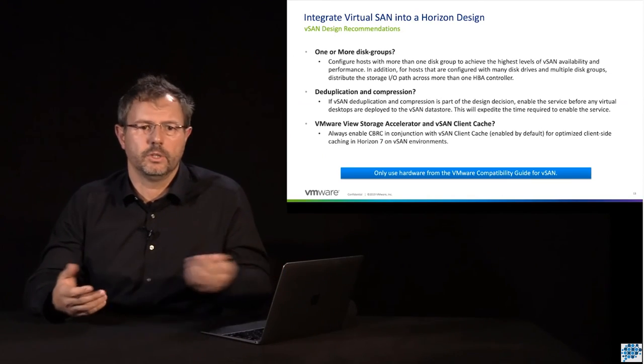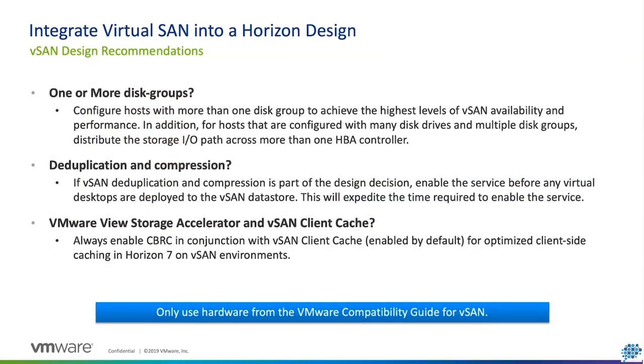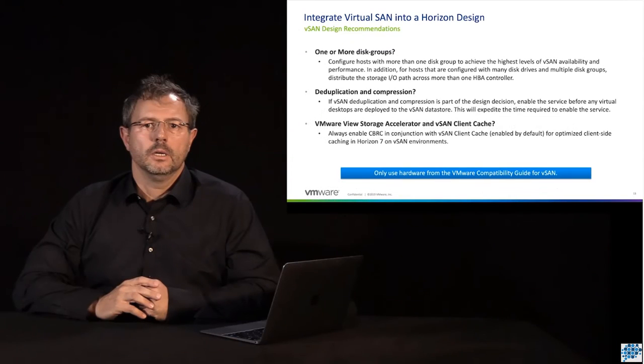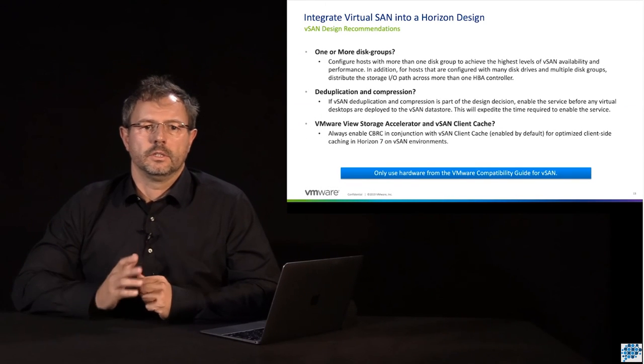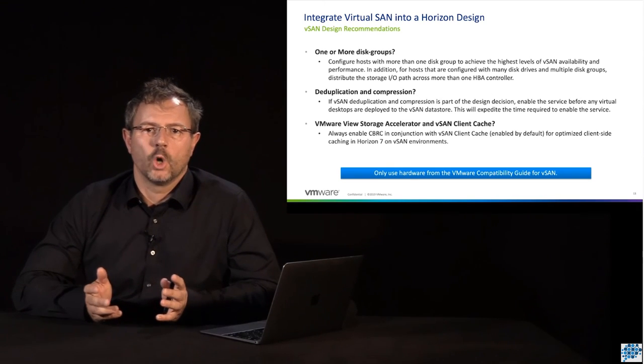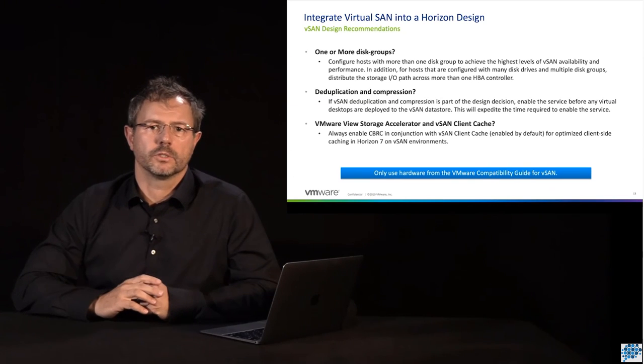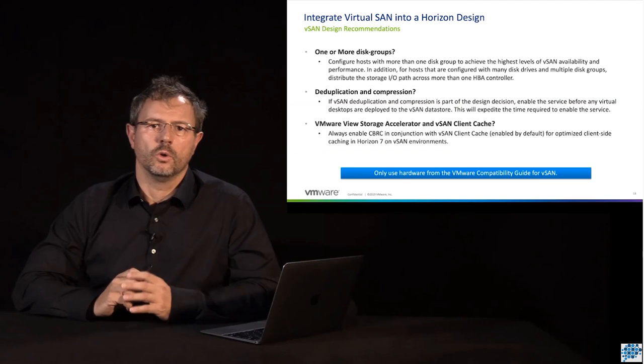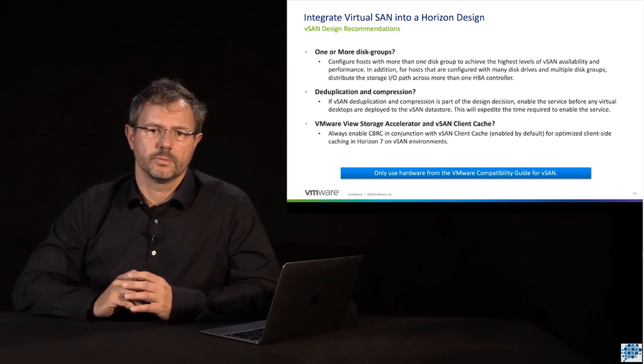So, what is the second question? Should I use deduplication and compression? Well, again, depending on your use case, it's always a good feature to have for longer lasting storage, or you can put more load on your virtual SAN. But never forget that deduplication and compression comes with an overhead, which is a cost, CPU-wise. And on the other hand, it's only available on all-flash vSAN configurations.